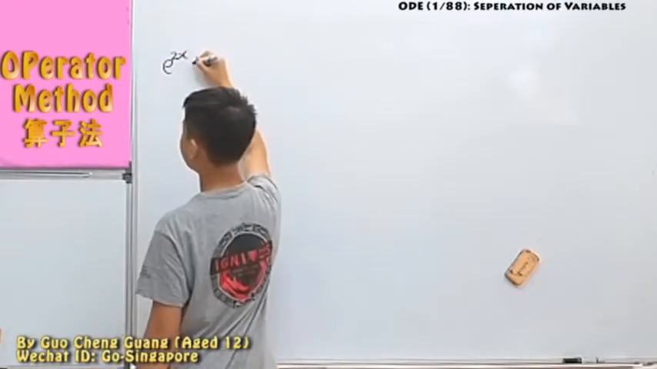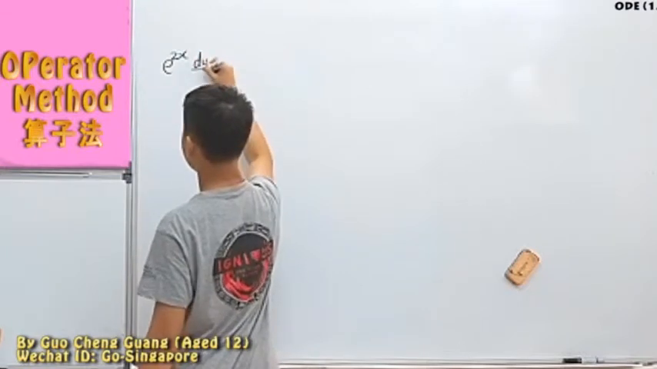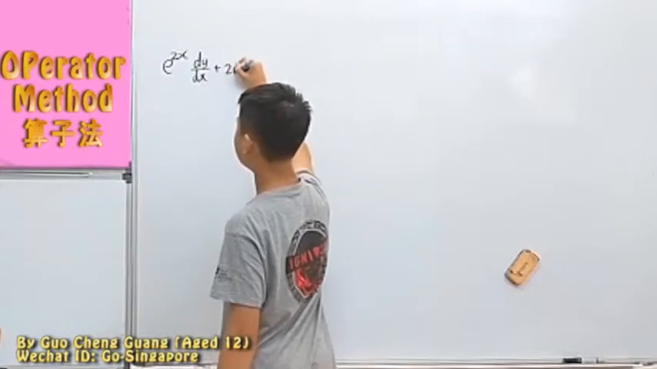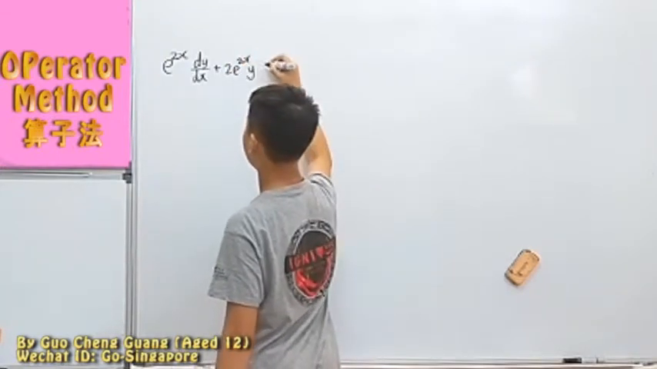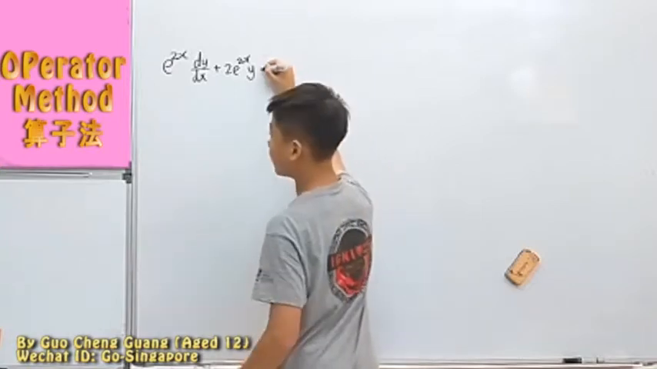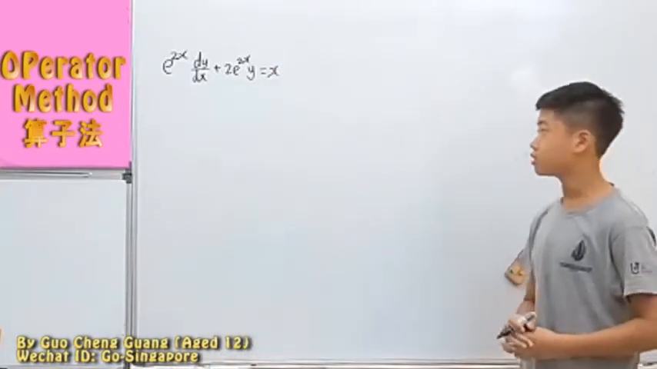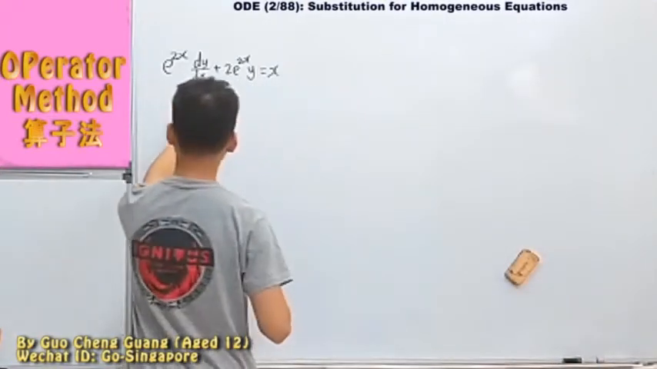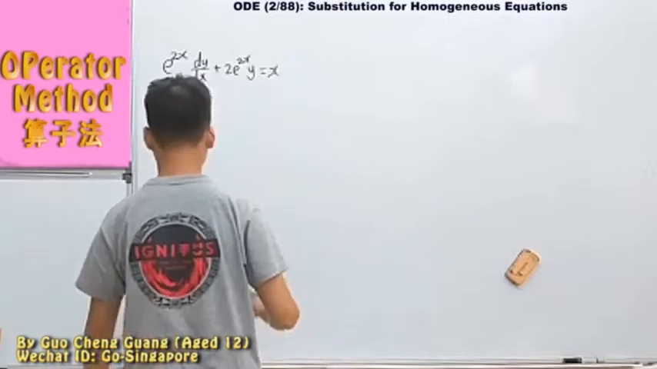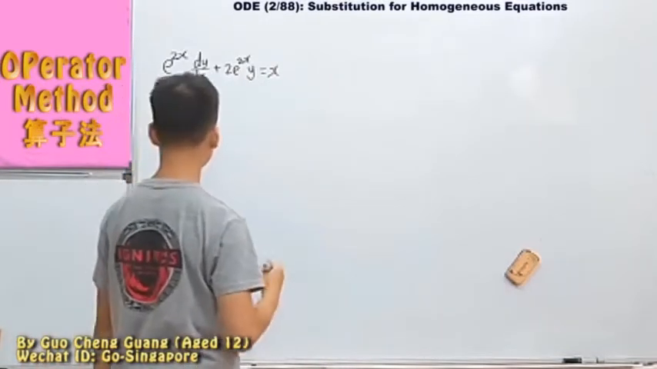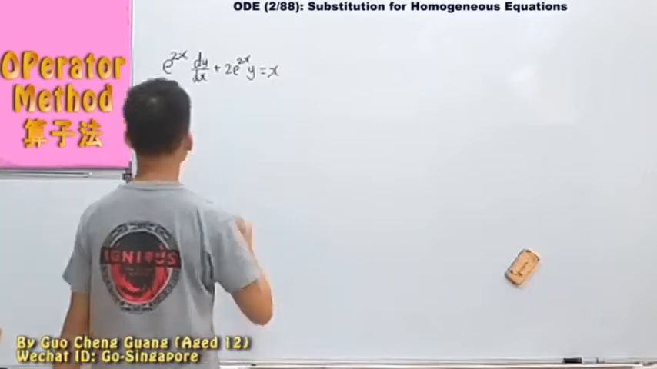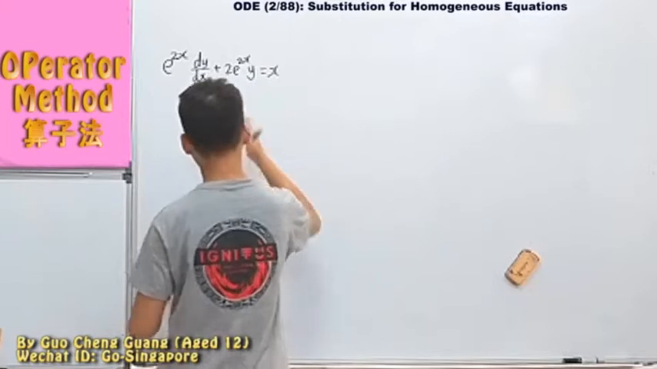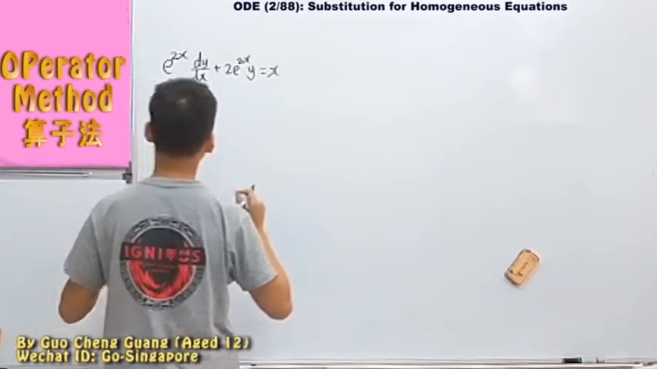For example, e to the power of 2x times the first derivative of y, then you add 2e to the power of 2x times y, and you make it equal to x. This is just a very simple first order exact form ordinary differential equation. So first of all, here you have dy dx. Then on the other side you have y. Then you take a look.